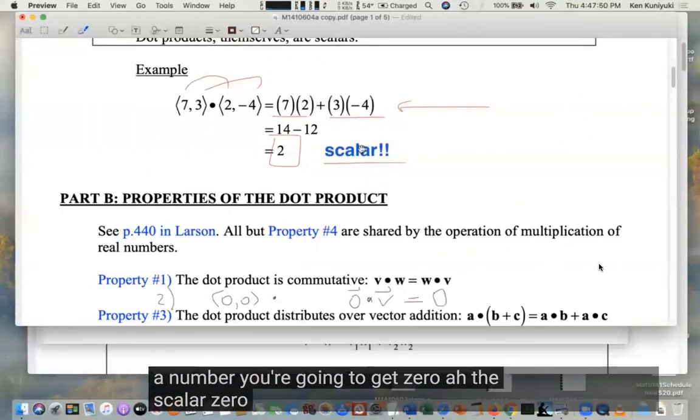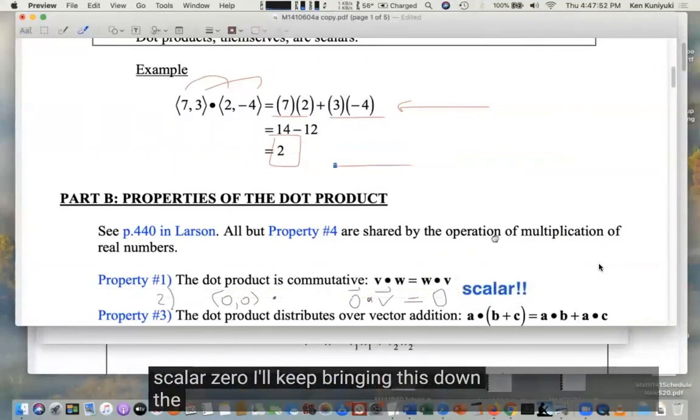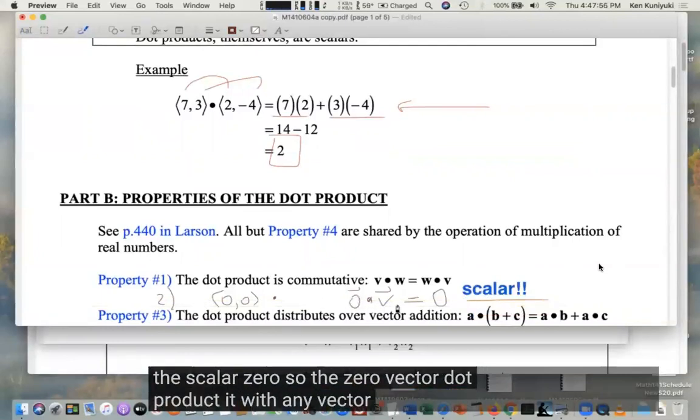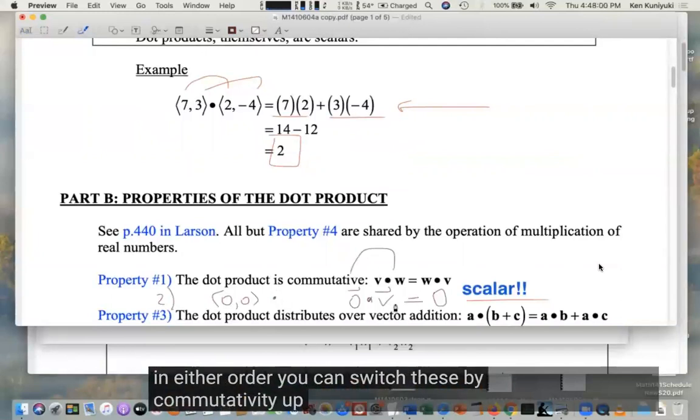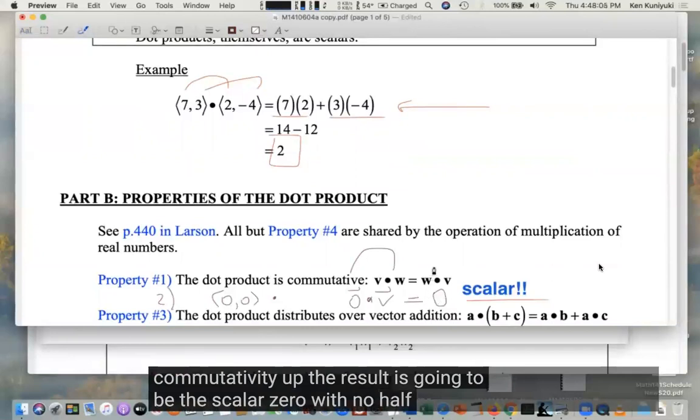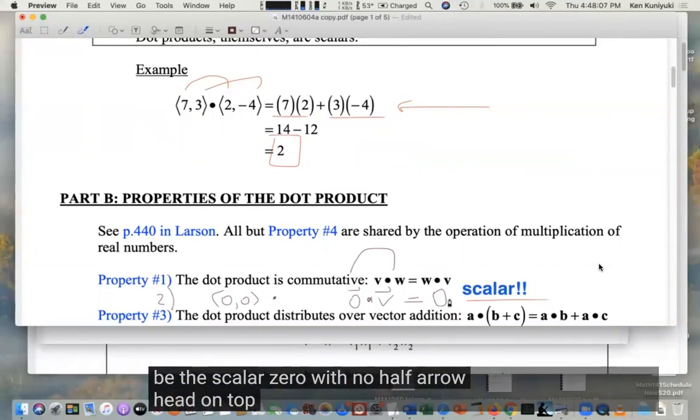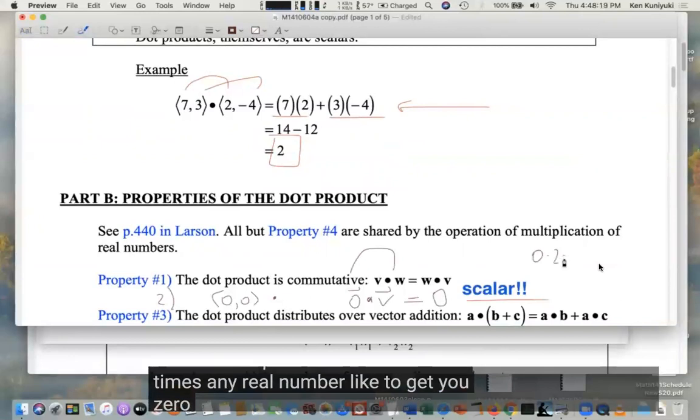The scalar 0. I'll keep bringing this down. The scalar 0. So the zero vector dot producted with any vector in the plane in either order, you can switch these by commutativity, the result is going to be the scalar 0 with no half arrowhead on top. See, that's why it's confusing. A vector dot a vector is a scalar. Okay, in the same way that in classic multiplication, the scalar 0 times any real number like 2 gets you 0 back.